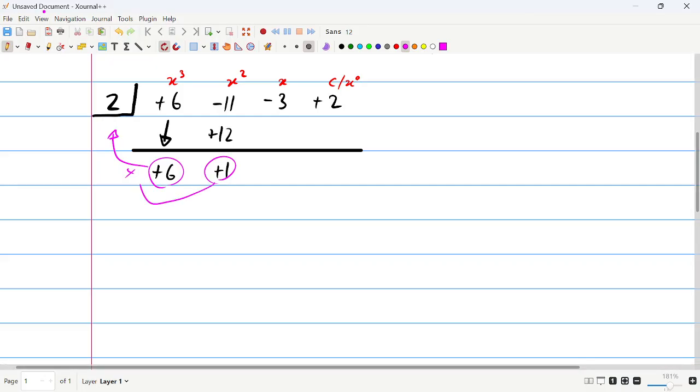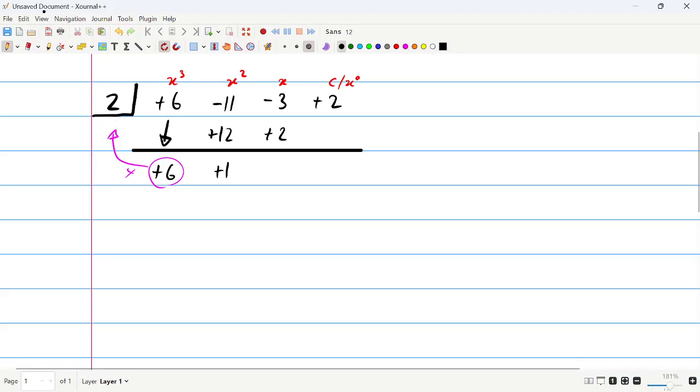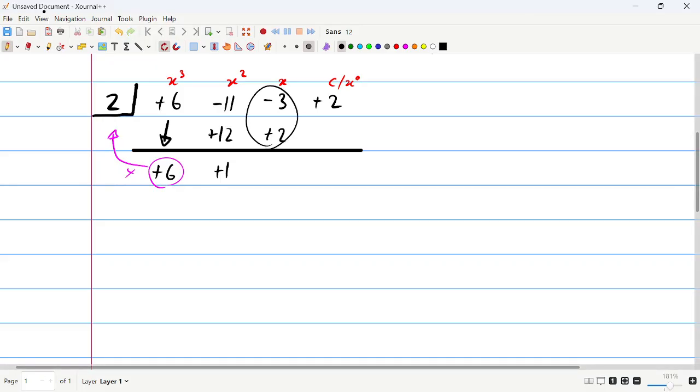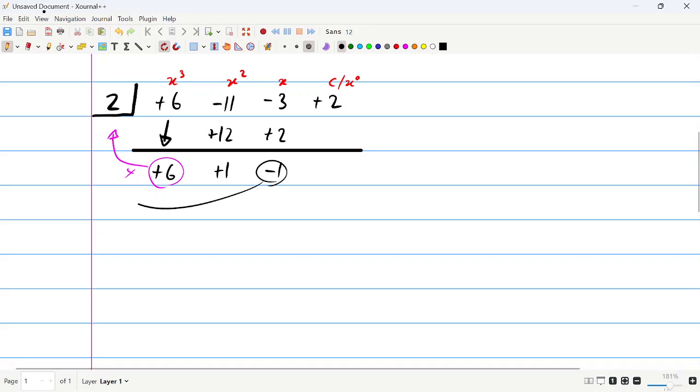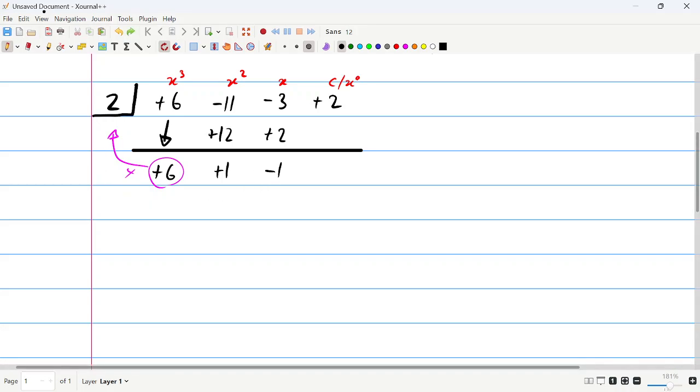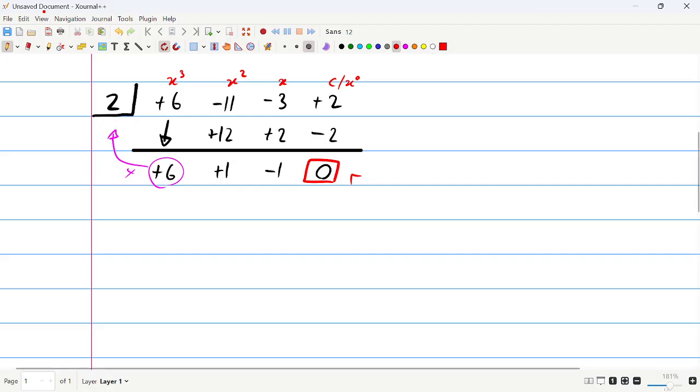And then we're going to do the exact same thing at the bottom. We're going to take the positive 1 and we are going to multiply it by the 2. And then we write down positive 2 over here. And then we add these two together, negative 3 plus 2, which is negative 1. And we take the negative 1 and multiply it by the 2. And then we get negative 2 over here. And then we add these two together and we're left with 0. And this 0, the final value right underneath, is our remainder. Okay. So this is our remainder and it's 0 in this case.